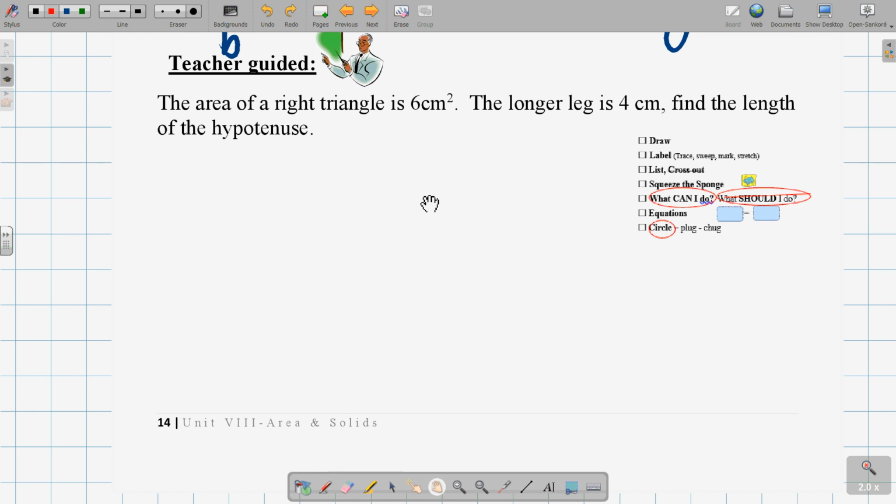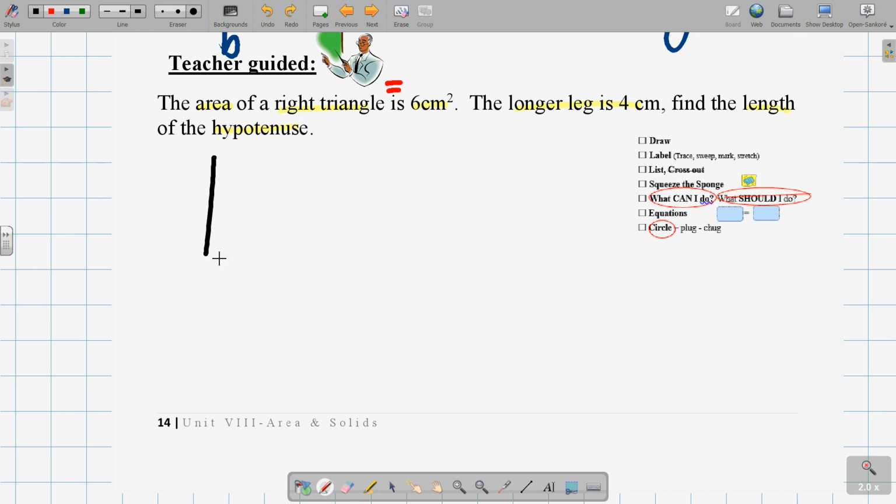So let's practice that with one problem. Underline the key words as we read. The area of a right triangle is 6 centimeters squared. Longer leg is 4. Find the length of the hypotenuse. The key words here, of course, the fact that we're dealing with area. A right triangle is, that's an equal sign. Longer leg 4, find the length of the hypo.